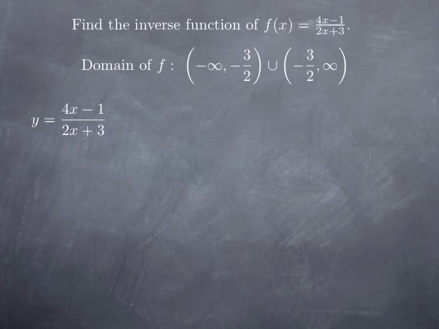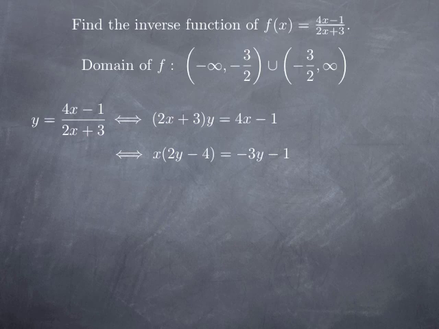So to do that, first we multiply both sides by 2x plus 3. And we get (2x plus 3)y equal 4x minus 1. Then multiply things through and put together the terms that contain x. So we're going to have 2xy on the left-hand side and 4x on the right-hand side. So factoring out x, the 2xy gives me x times 2y, and then the 4x on the right-hand side becomes negative 4x on the left-hand side. So I have x multiplied by 2y minus 4.